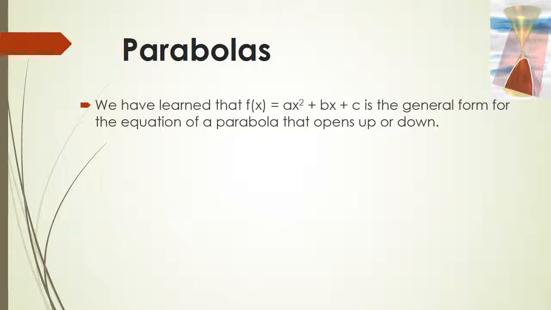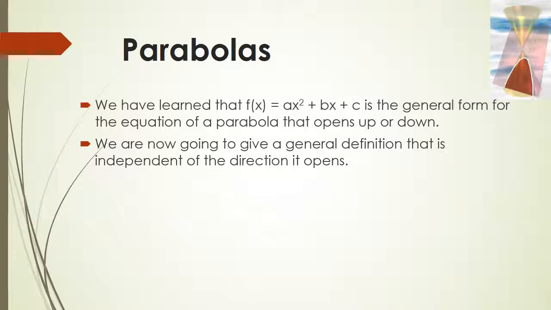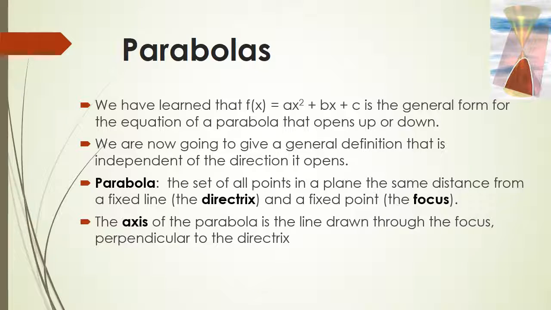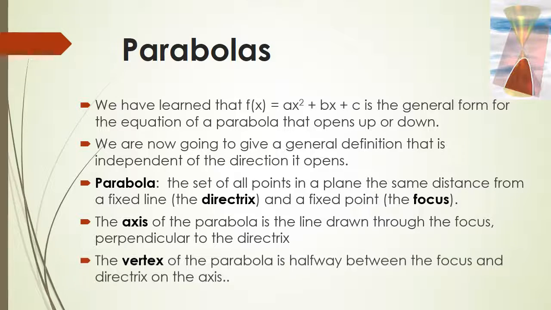Now, we've learned that f of x equals ax squared plus bx plus c is the general form for the equation of a parabola that opens either up or down. We're now going to give a general definition that is independent of the direction that it opens. So, parabola, here's the definition. It's the set of all points in a plane that are the same distance from a fixed line called the directrix and a fixed point called the focus. The axis of the parabola is the line drawn through the focus perpendicular to the directrix, and the vertex is halfway between the focus and the directrix on the axis.